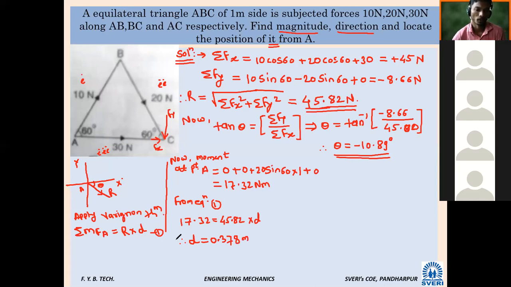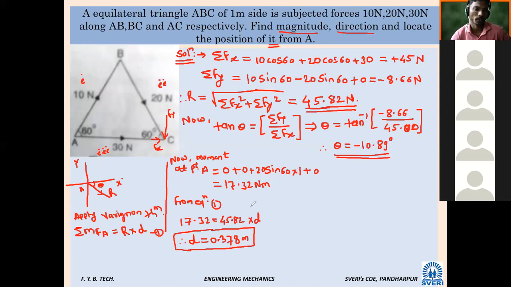If you want to round up, suppose you don't want to write this 8, so this 7 will become 8. It means up to 2 decimal places you can write 0.38, and up to 3 decimal places 0.378.